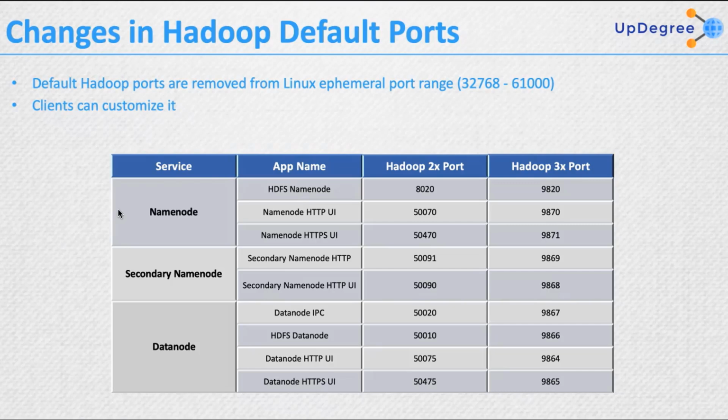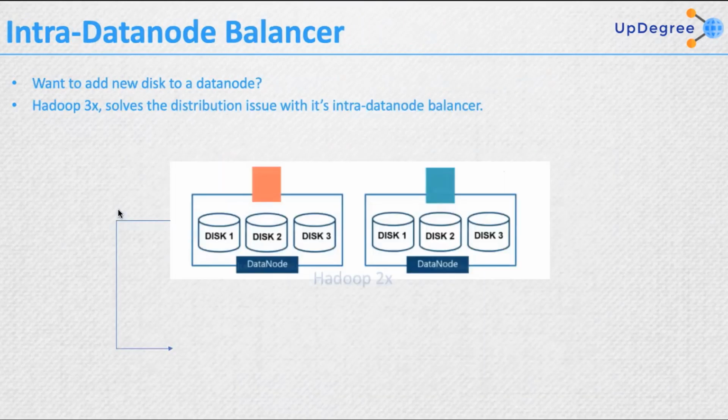So therefore the ports were almost fixed, like 50070 for name node HTTP UI, then name node HTTPS, secondary name node is the same, starting with 50, data node, HDFS, all those things, whatever the service that we have was related to the Linux ephemeral port. But thanks to 3x, that has been removed, because now you can have a port of your choice out of that range. So we can really go ahead and change them.